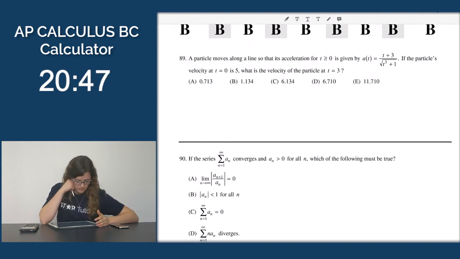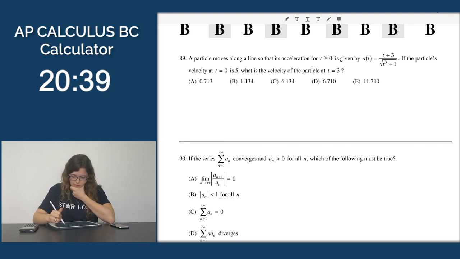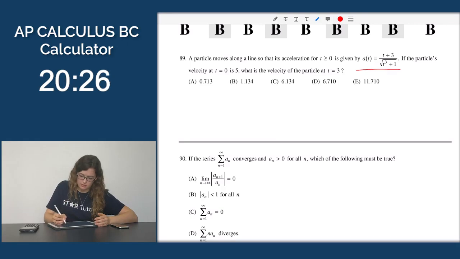89. A particle moves along a line so that its acceleration for time bigger than or equal to 0 is given by a of t equals this. If the particle's velocity at t equals 0 is 5, what's the velocity of the particle at t equals 3? Okay, so they tell us the acceleration. They want us to know something about the velocity.